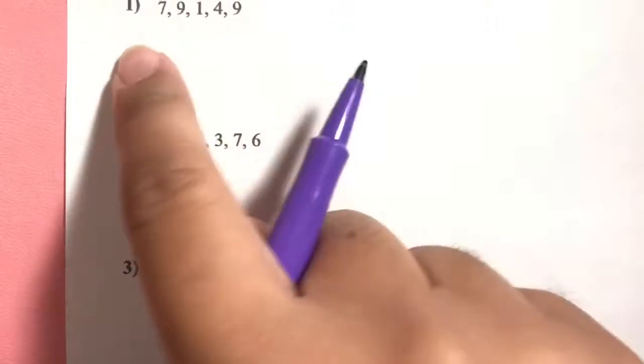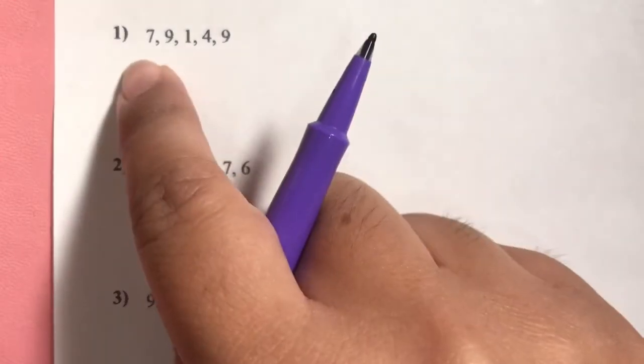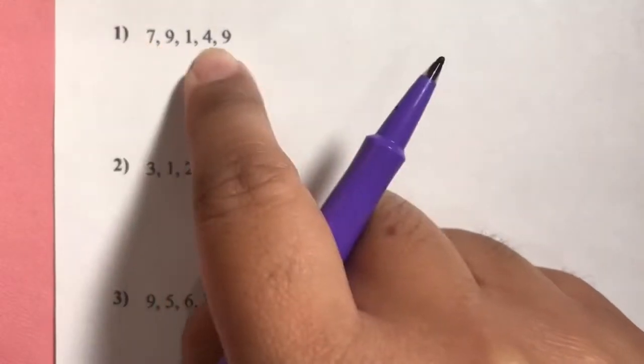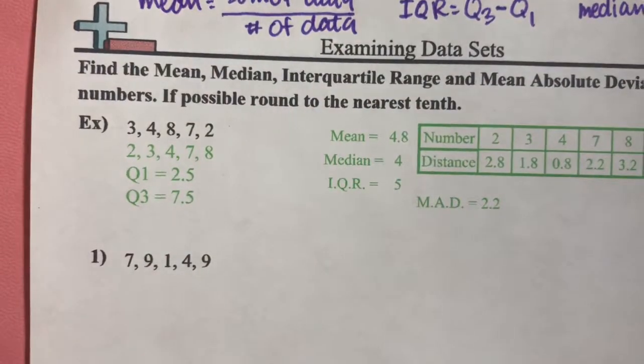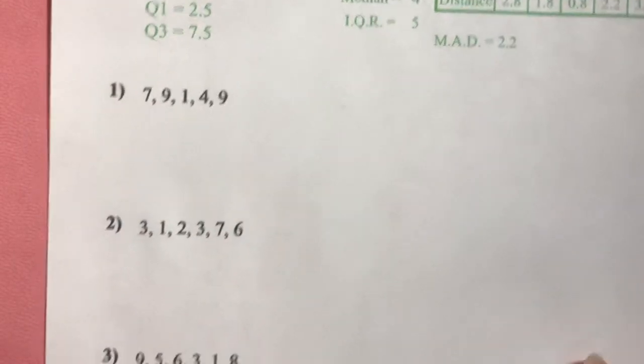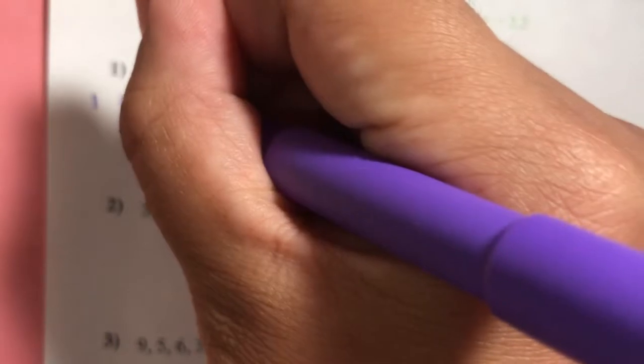Okay, so for the first one, we have 7, 9, 1, 4, 9. So we know already that because it's an odd set of numbers, 1, 2, 3, 4, 5 numbers, we're only going to have one median, which makes it a little bit easier for us. So the first thing we're going to do, since we know we're already going to find median, we might as well put the numbers in order from least to greatest. So first number will be 1, next number will be 4, 7, 9, 9.